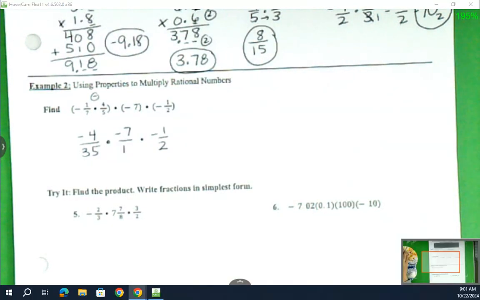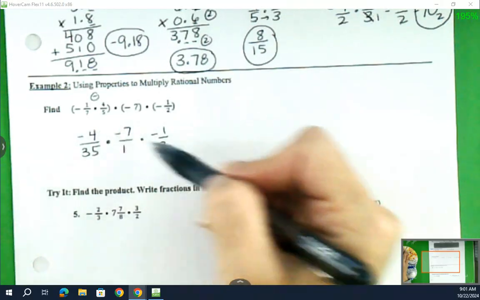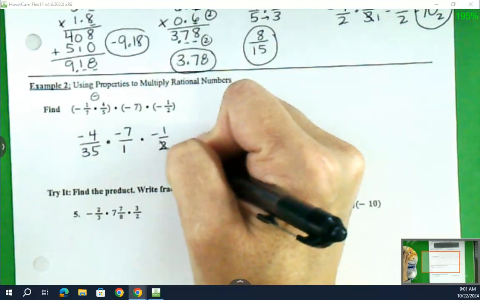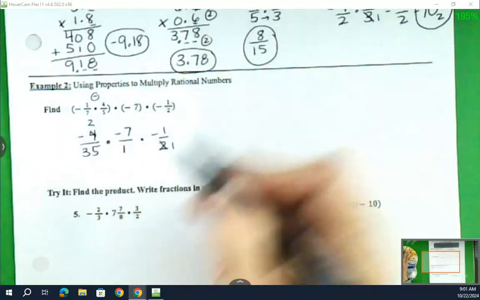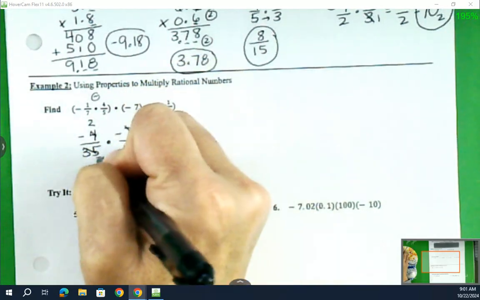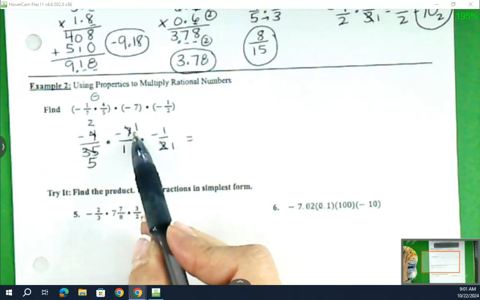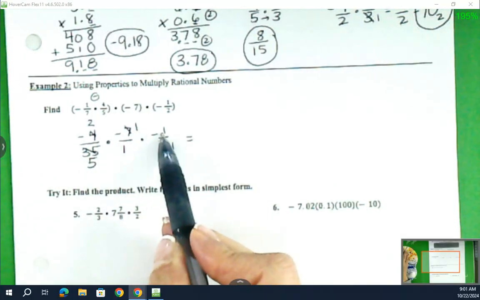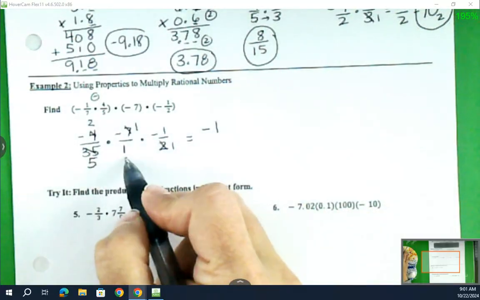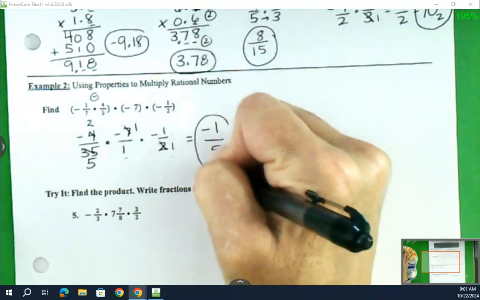So looking at this, I can choose to go in further out diagonals here to cross out any common factors. So 4 and 2 can both be divided by 2. And 7 and 35 can both be divided by 7. And so now my numbers multiplying across: negative 1 times negative 1 is positive 1, times a negative 1 is going to give me a negative 1. And then 5 times 1 is 5, times 1 is still 5. So our answer here is negative 1/5.